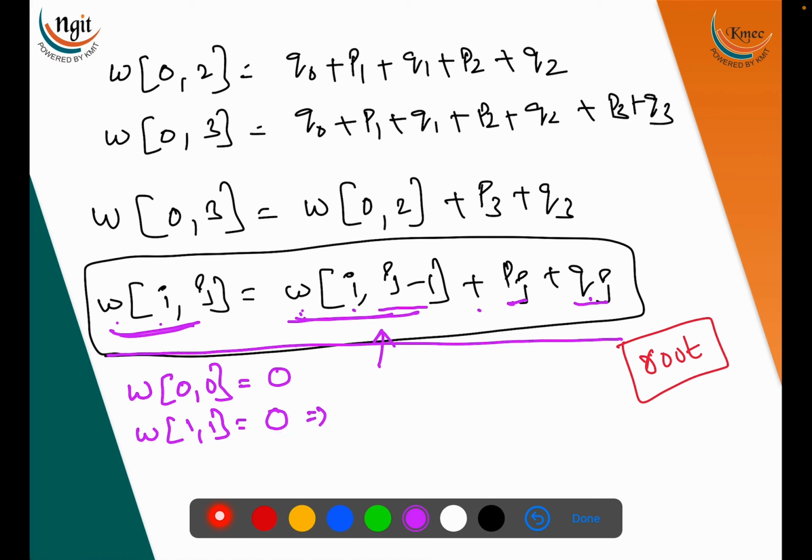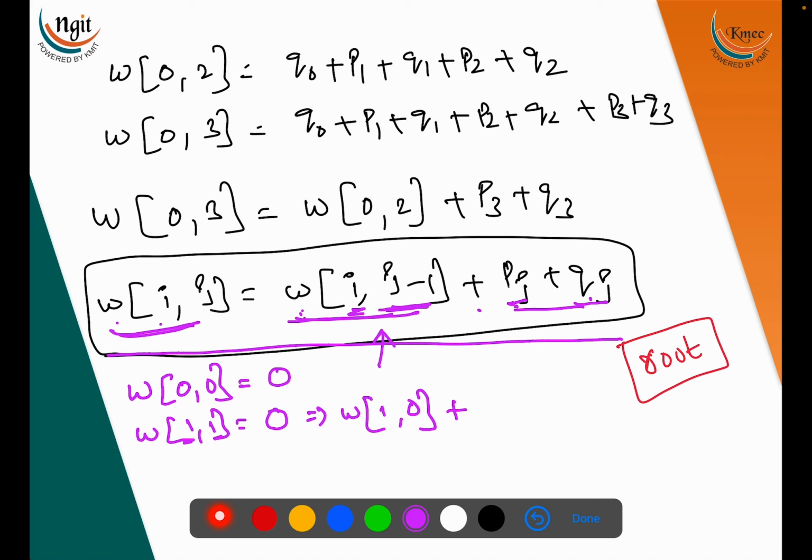Now I'm just elaborating the formula. What is i? 1. 1 comma what is j minus 1? 1 minus 1 is 0, plus pj plus qj. What is pj? pj is the probability.